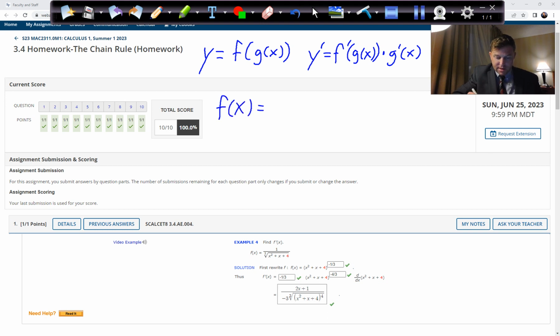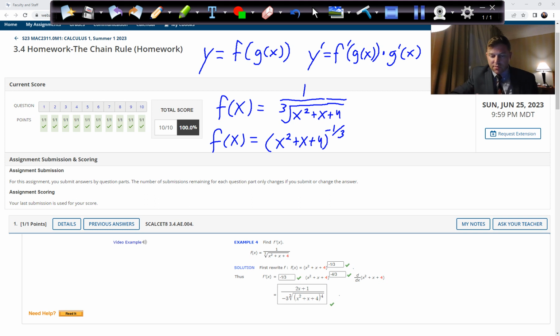It says f of x equals 1 over the cube root of x squared plus x plus 4. Well, you want to write this as a fractional power to make your life a little easier. So this is really the quantity x squared plus x plus 4 raised to the minus 1/3 power. So that 3 out front will make this a 1/3 power.